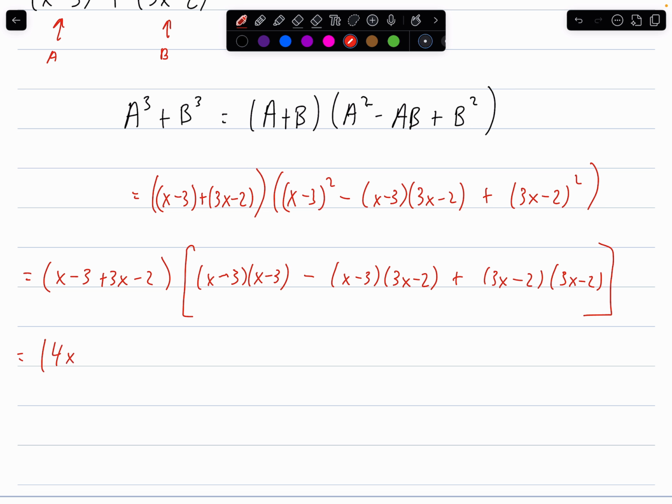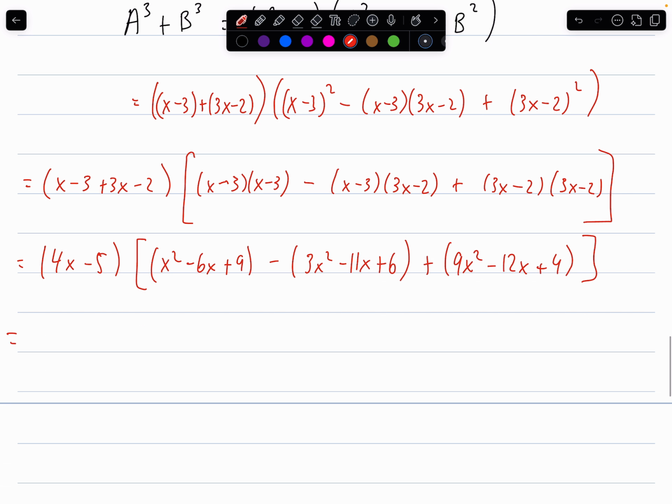So here you're going to have 4x minus 5. Over here we'll have x squared minus 6x plus 9. And I like keeping them in the bracket to just keep it clean. Here we're going to have 3x squared minus 2x minus 9x, so minus 11x plus 6. And then over here, we're going to have 9x squared minus 6x, so minus 12x plus 4.